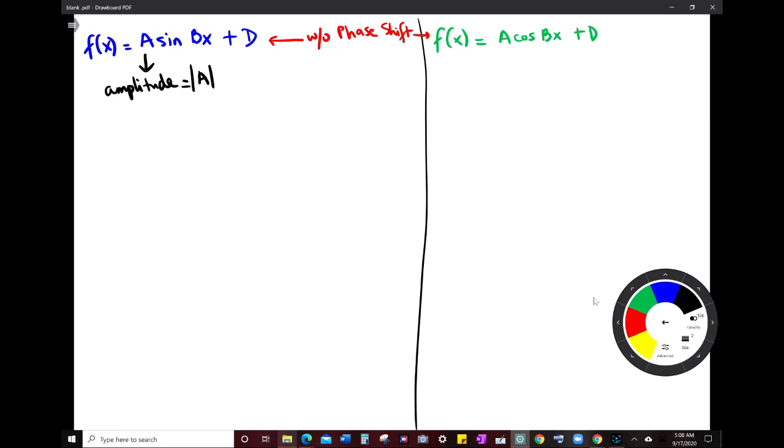And then for B, you don't see B on your graph, but you use B to find your period. And the formula for period, P for period equals 2 pi over B. Okay, and then for D, it tells you whether your graph shifts up or down. Also, it's the midline.